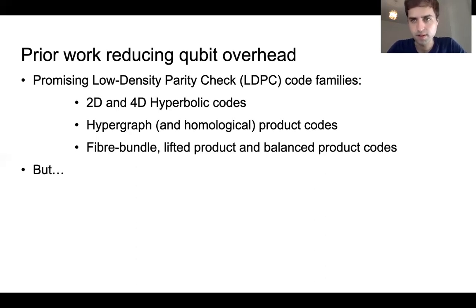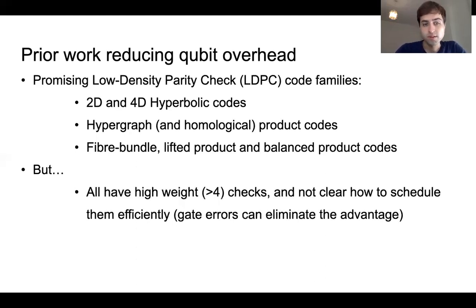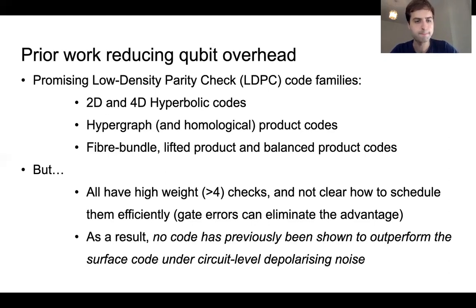However, there are caveats. One of these is that all of them have high weight checks greater than 4, so larger than the surface code. And it's not clear how to schedule them efficiently. And by that, I mean it's not clear how to construct a quantum circuit that can be used to measure the stabilizers efficiently, because often the gate errors in these measurement circuits can eliminate any advantage that they might have over the surface code. And as a result, no code has previously been shown to outperform the surface code once you take into account circuit level depolarizing noise.